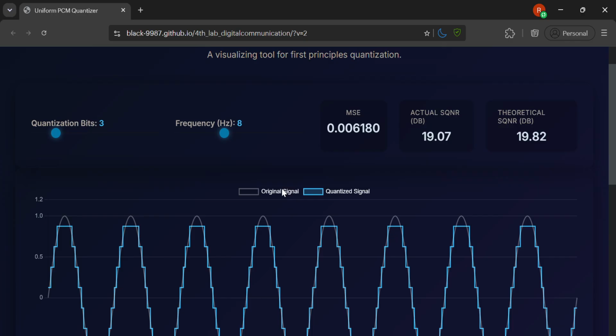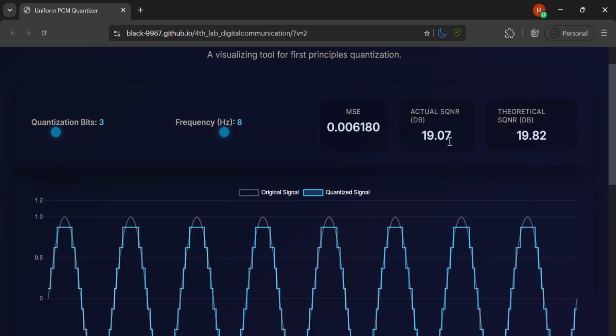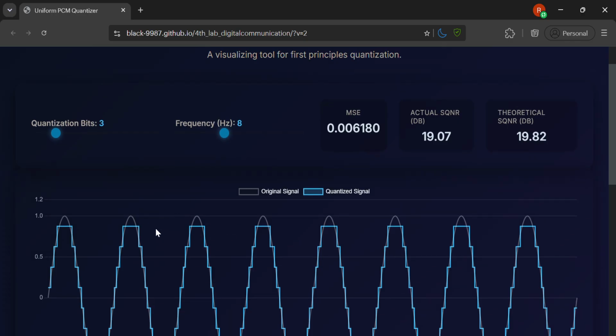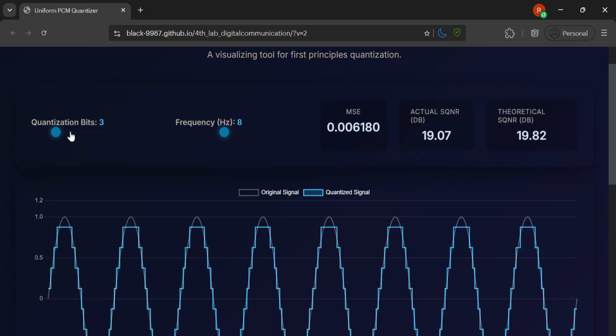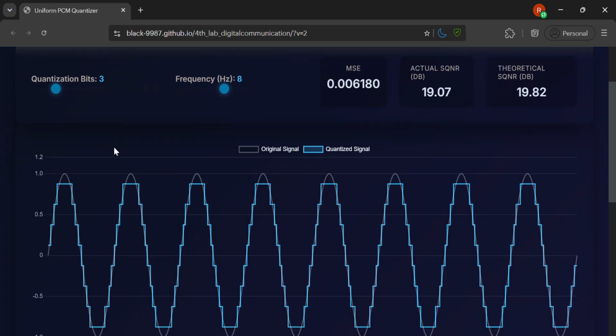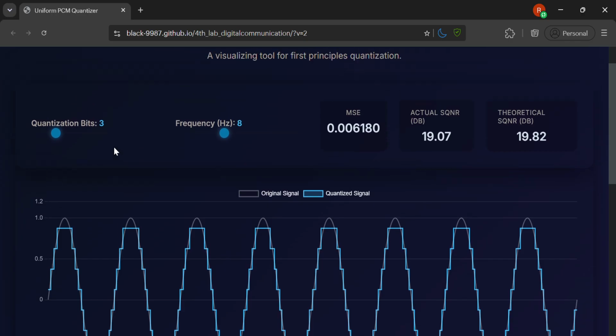At the top, we have two input sliders and three output parameters. The first slider is quantization bits. This controls the number of bits used to represent each sample. Increasing the number of bits increases the number of quantization levels, which produces a more accurate digital representation of the analog signal.